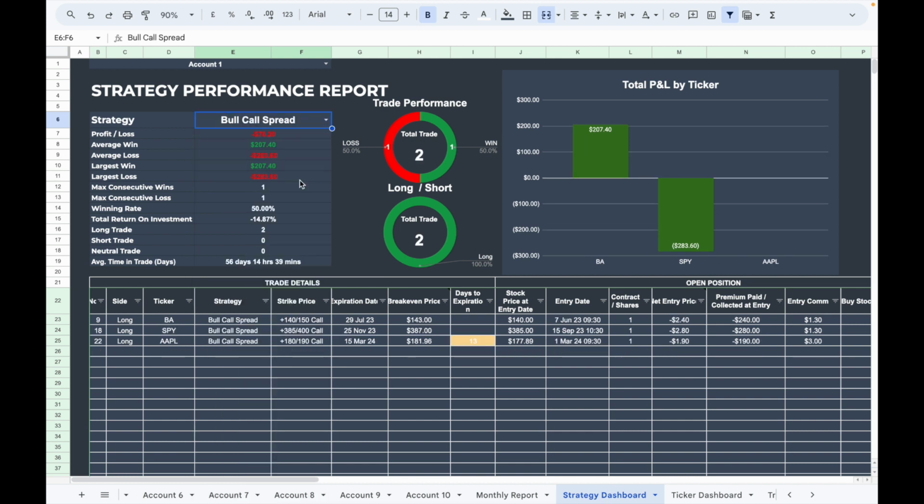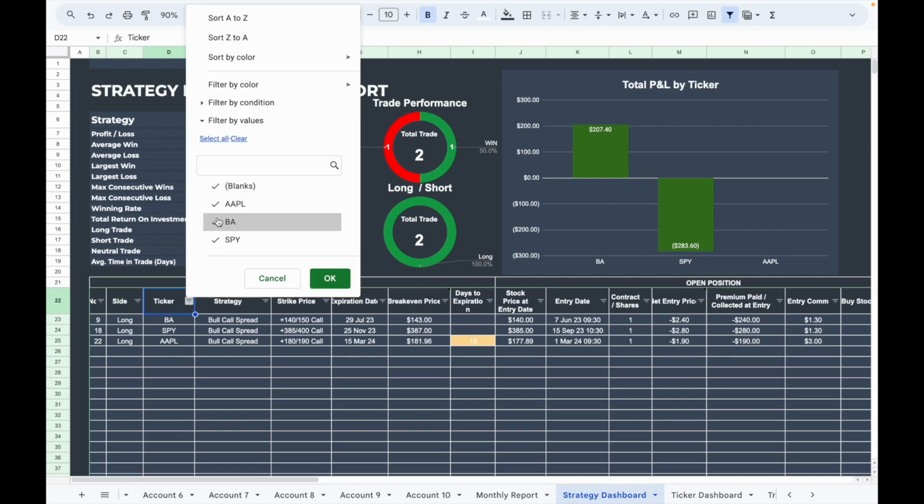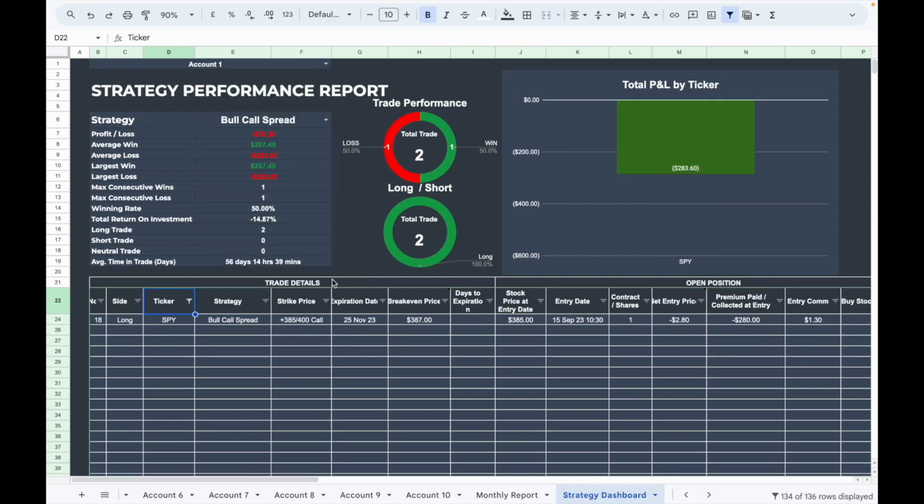And it will list out all the trades taken using the strategy. It also shows the summary and statistics such as profit and loss, win rate, and average return per trade. You can filter by ticker to find the win rate for a particular stock when using the strategy by clicking on the funnel sign on ticker.